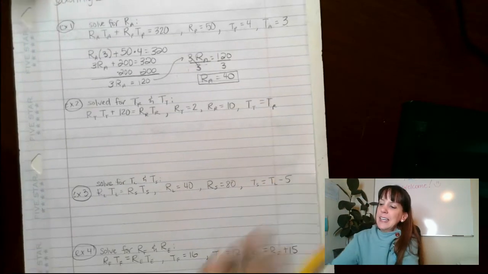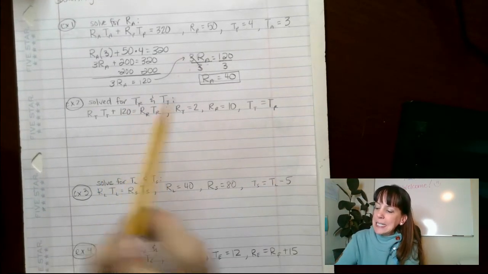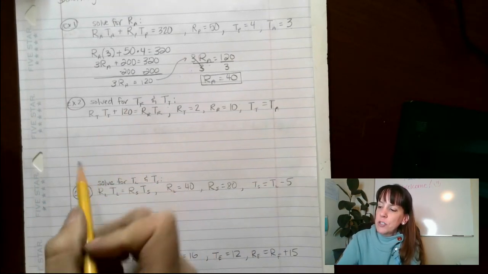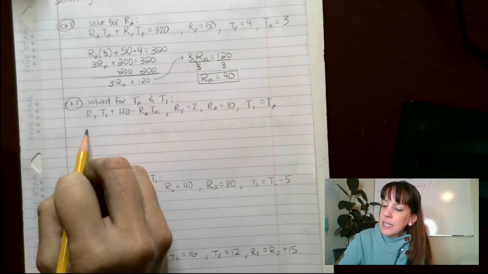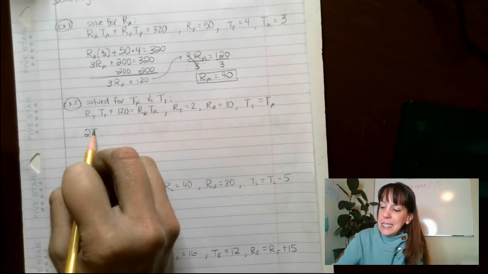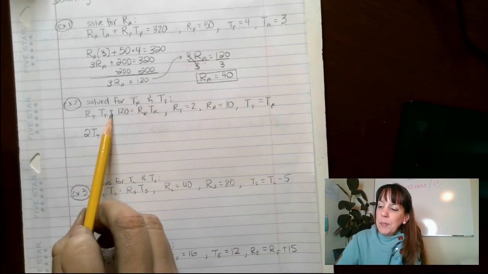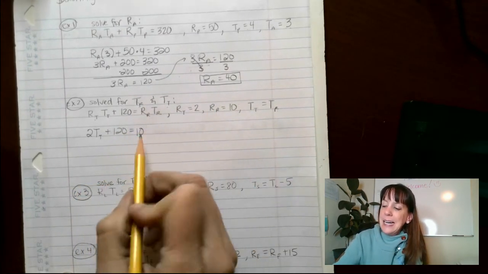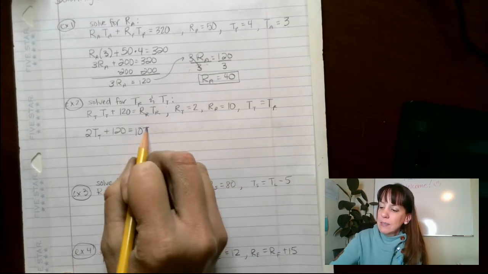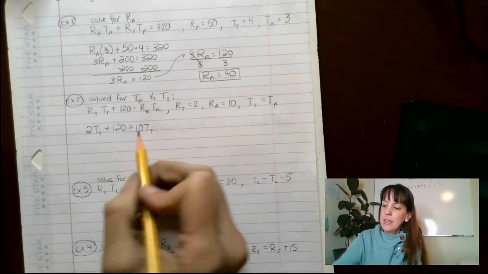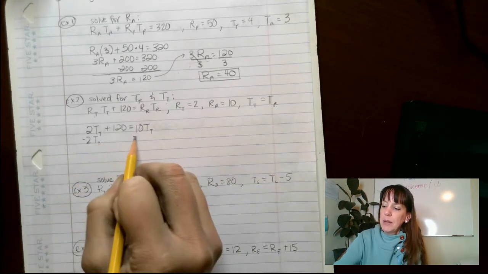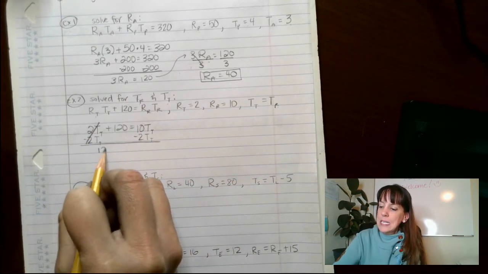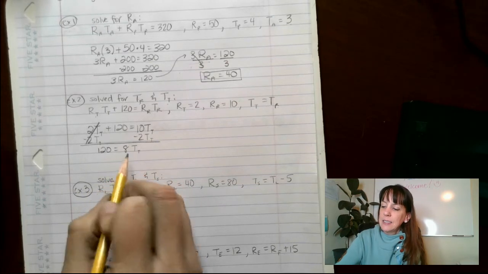All right, so for these guys, now we're solving for TR and TT. Well, we know TT and TR are the same thing. So when I write that, I'm going to exchange those two things. I also know RT is 2. Then I have TT plus 120 equals RR, which we know is 10, times TR, which we know is TT. So if I minus 2 TT, minus 2 TT, that cancels out over here, and I get 120 equals 8 TT. Divide by 8.